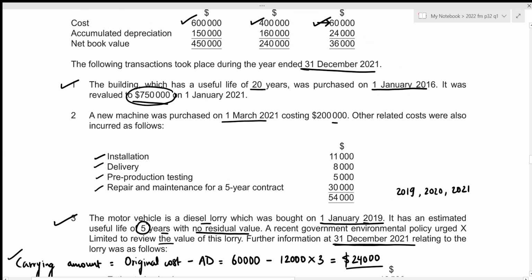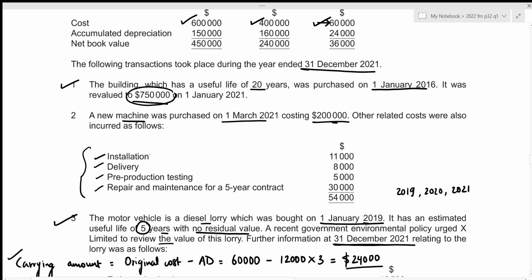We're told that a new machine was purchased. So this is a new addition that we need to adjust in the cost section of our non-current assets schedule. And it had the cost of 200,000, and other related costs were also incurred. So these costs are given so that we can figure out which one of them belongs to our capital expenditure and which one of them are revenue expenditure. And if it is a capital expenditure, we need to include it in our cost.